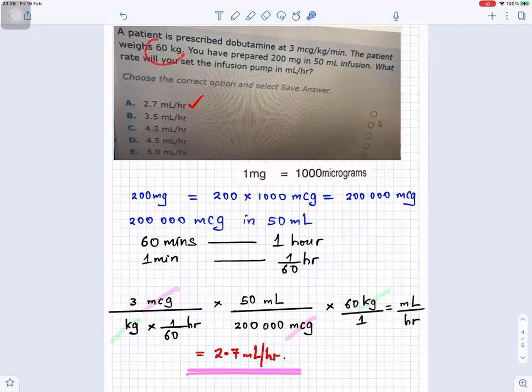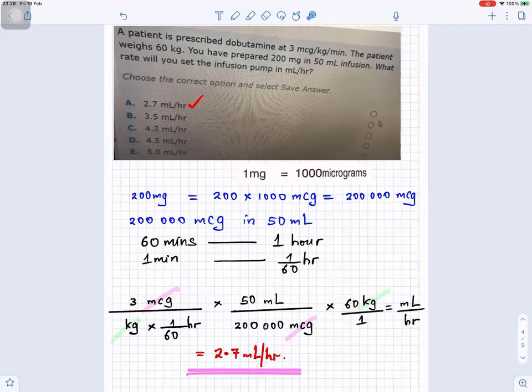But the person weighs 60 kilograms, so we have to include the person's weight. So we times by 60. Why? The person could be 200 kilograms, so they would need more. If the person is 1 kilogram, it's a baby, and the baby needs less. So the bigger you are, the more you need. So you times by 60 kilograms. That's something to remember: you always multiply by the weight.